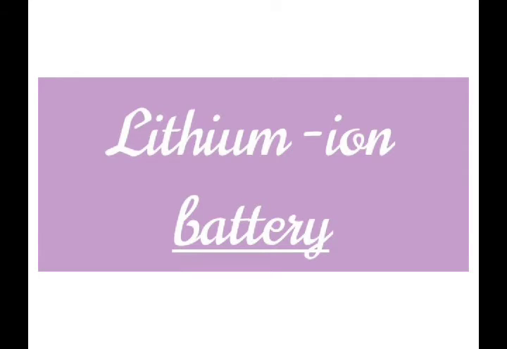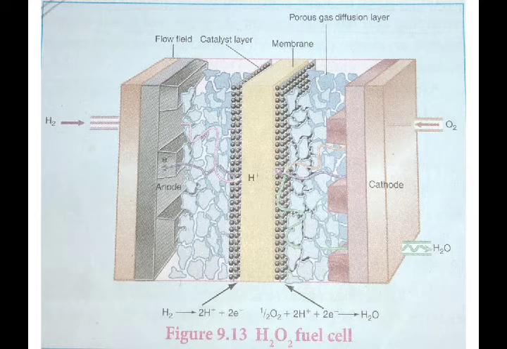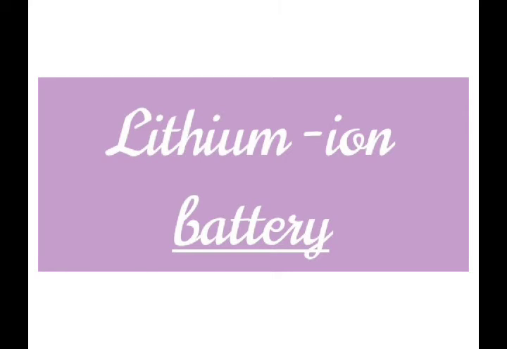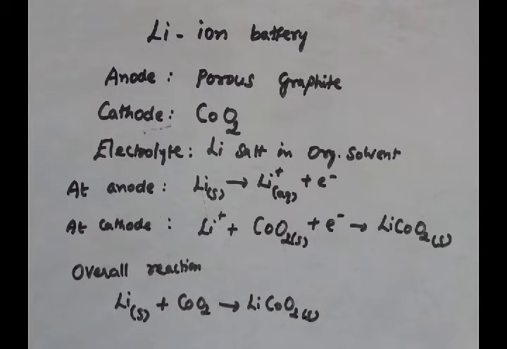Next we are going to see the lithium ion battery. See, this is what we are saying, it is the lithium ion battery. Here how it is getting discharged, that also is given clearly. Go through that. Okay. So in the lithium ion battery, what are we taking as anode? It is porous graphite. Porous is nothing but holes. Okay. Cathode, it is cobalt oxide. Electrolyte, lithium salt and organic solvent.